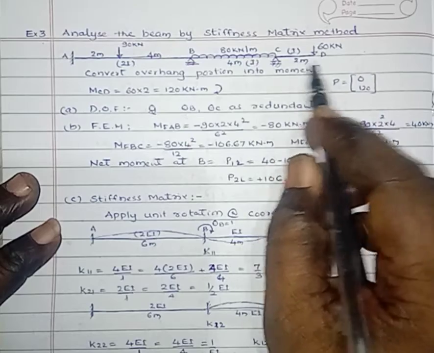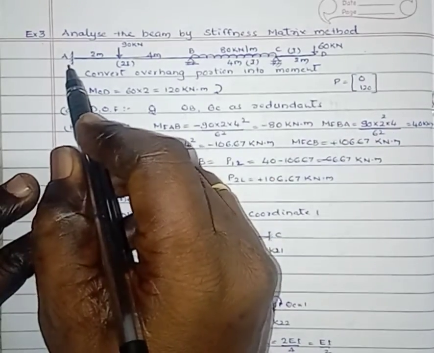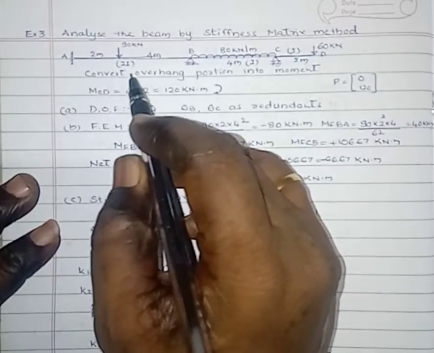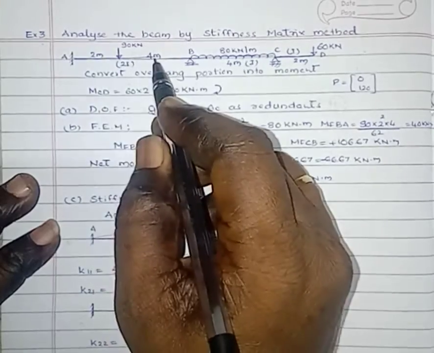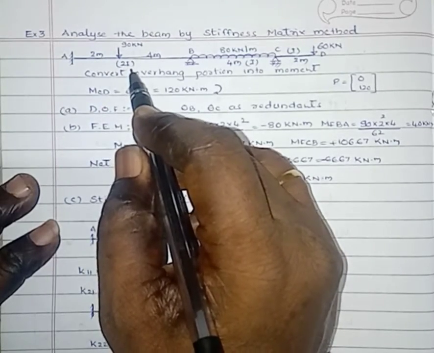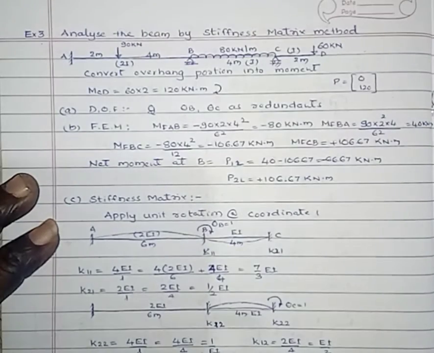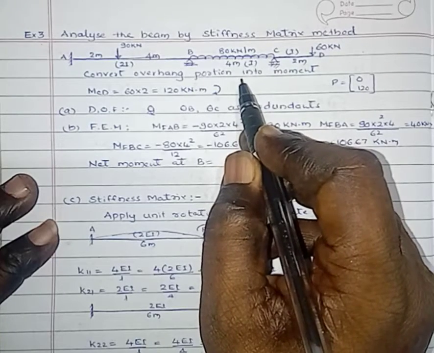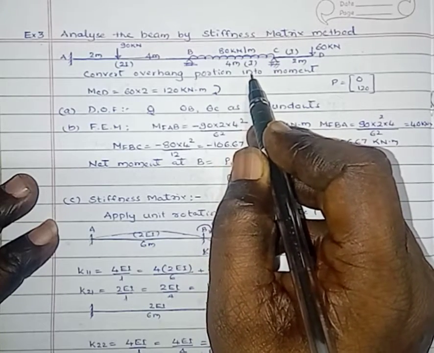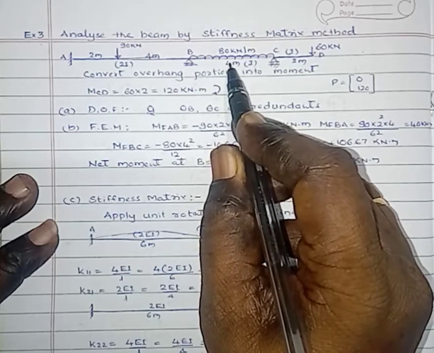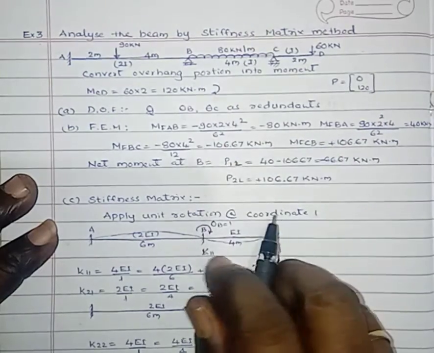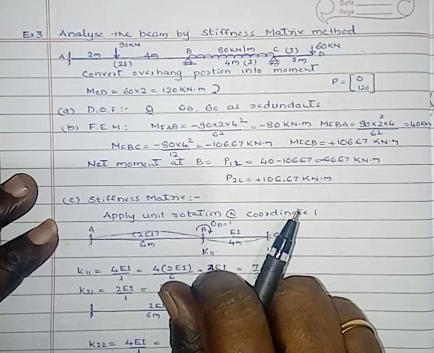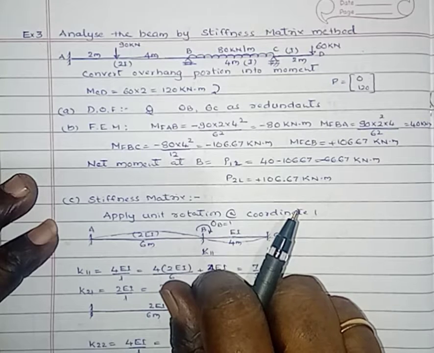This is a single overhanged beam. Here A to B is subjected to a 90 kilonewton point load at a distance of 2 meters, and the total span is 2 plus 4, that is 6, with moment of inertia 2I, and end support B is a roller. B to C, a 4 meter span with moment of inertia I, is subjected to a UDL of 80 kilonewton per running meter. C to D is the overhanging portion with moment of inertia I and a total length of 2 meters.